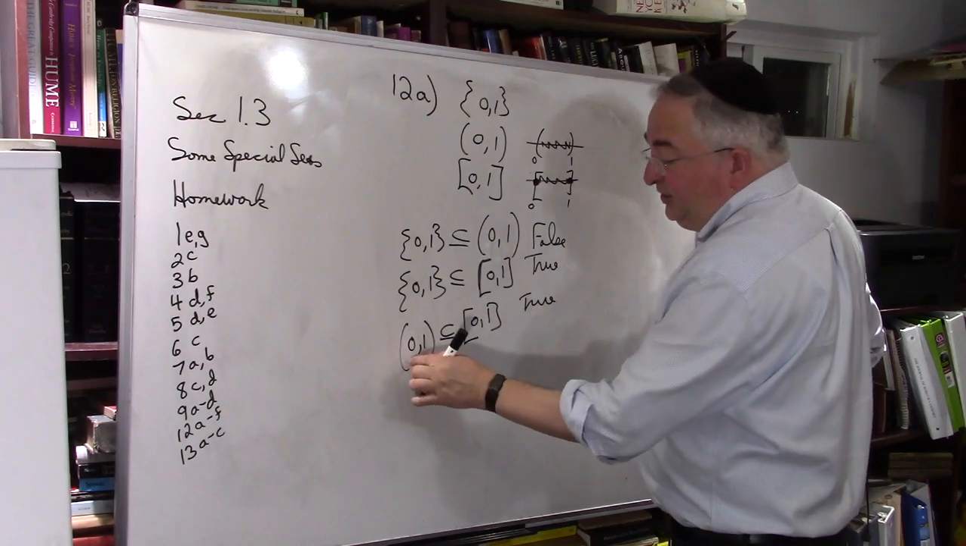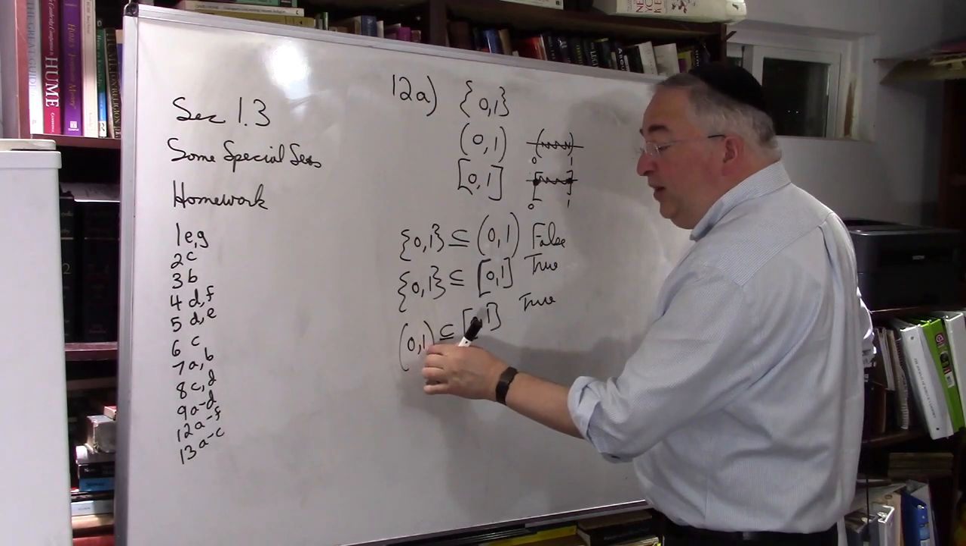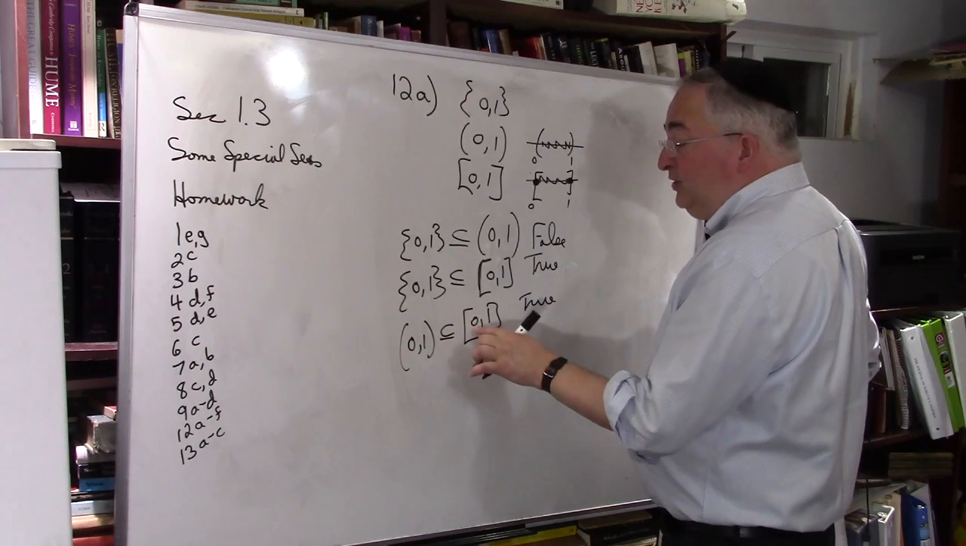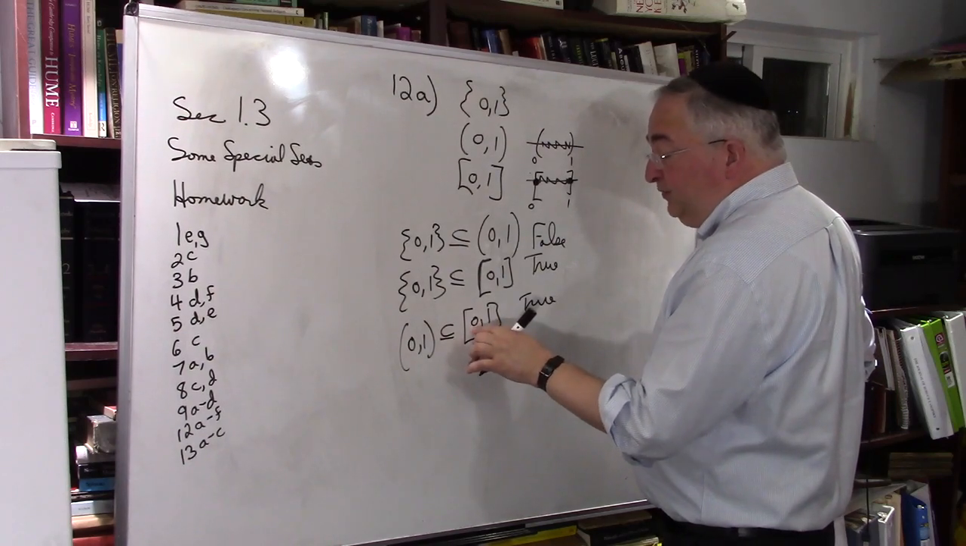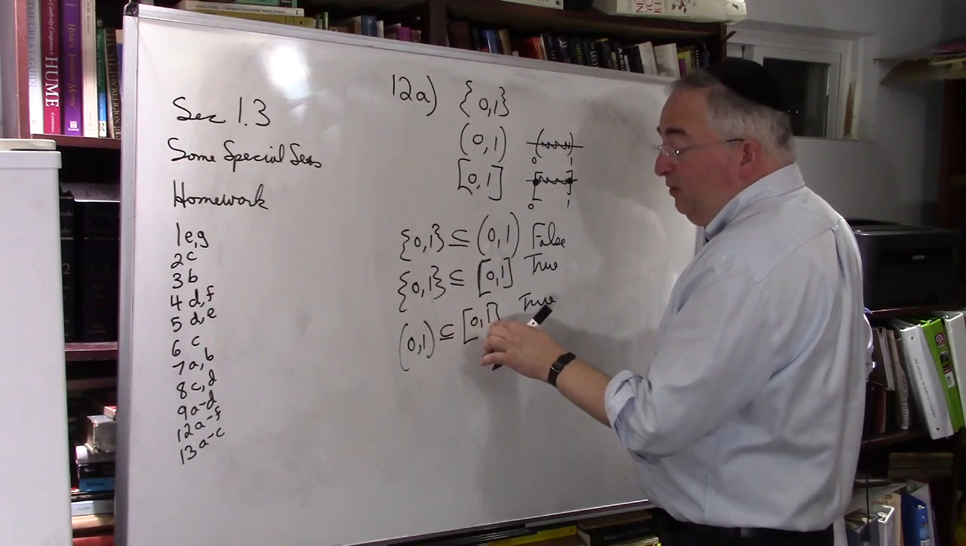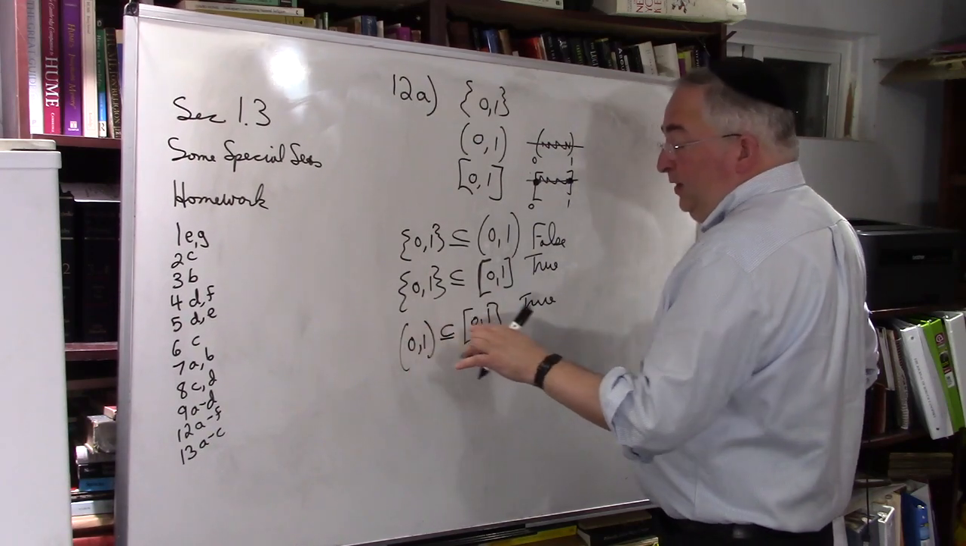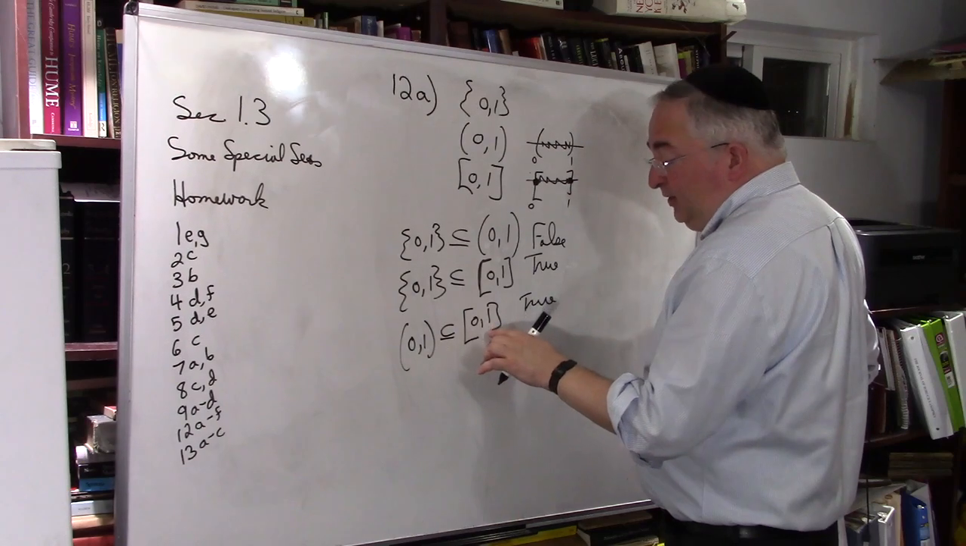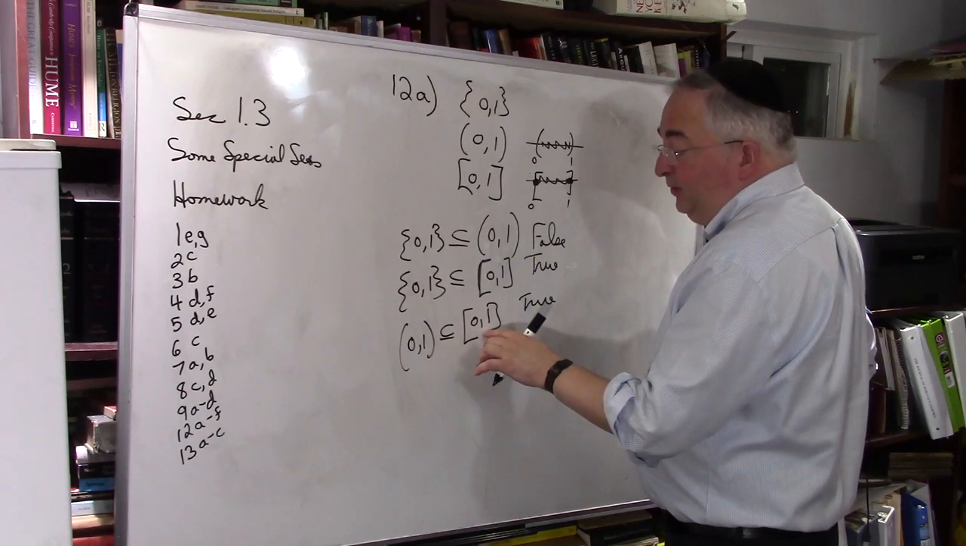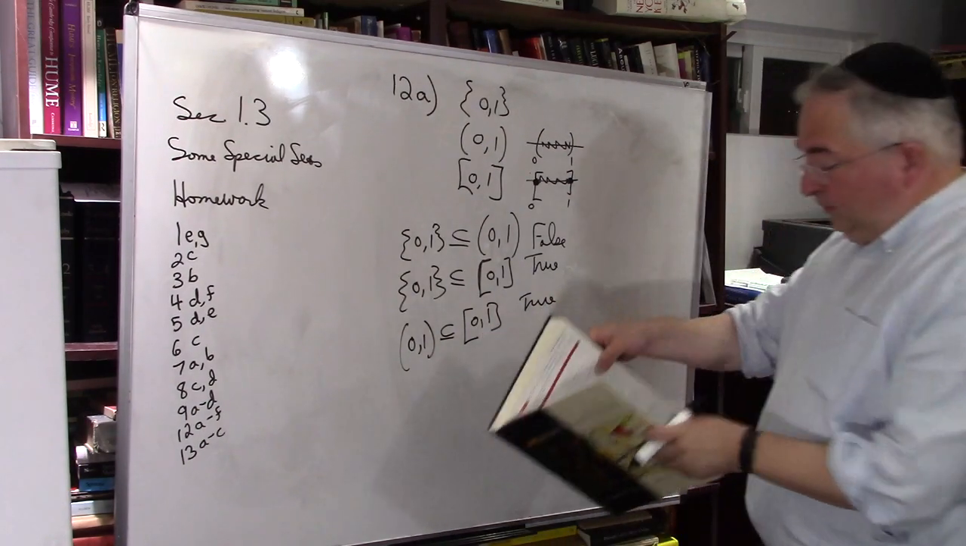This contains all the numbers from 0 till 1, not including 0 and 1. This contains all the real numbers from 0 till 1, including 0 and including 1. So basically, this is the same set as this, but this contains 2 more numbers, 0 and 1.